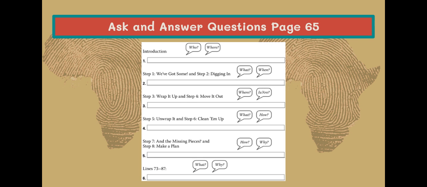Turn back to page 65. Let's ask more questions. It will be more difficult, but use a question word that you haven't used yet. Try using where, or, is, or are. Write the question on the page. Be prepared to answer your question out loud.